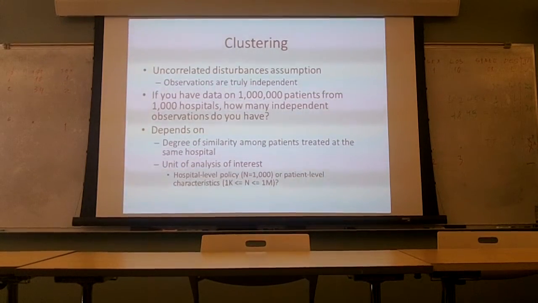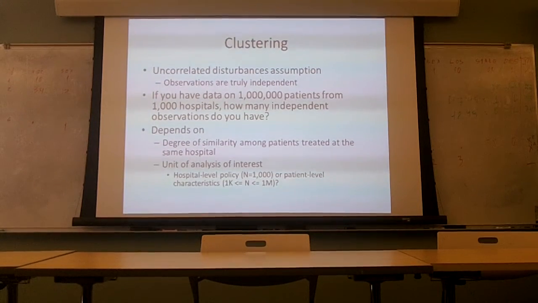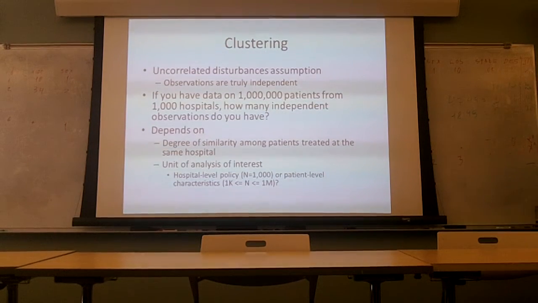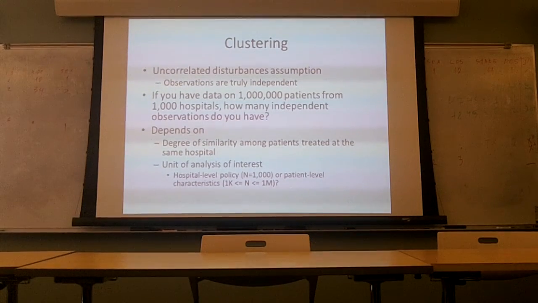There is an important question that you need to think about when you're analyzing your data, which is what is the right level of unit of analysis? So you've got 1 million patients and they come from 1,000 hospitals, so I've just increased the number of patients per hospital to 1,000. How many independent observations do you have? Depends on a couple of things.